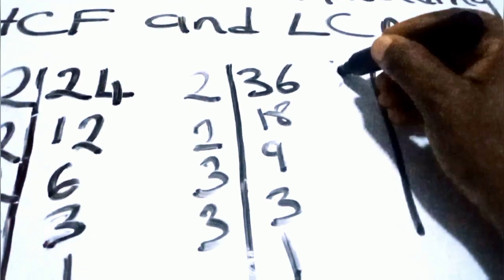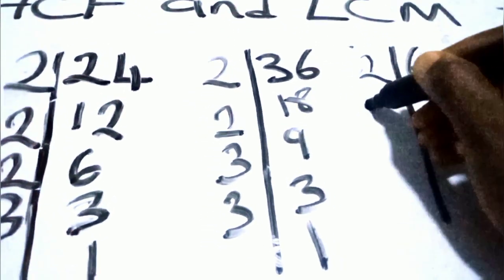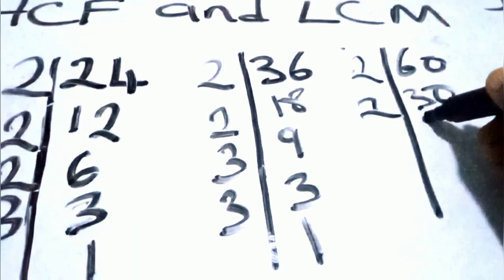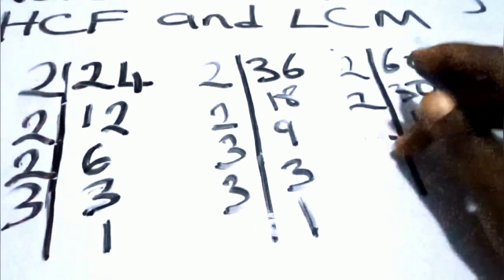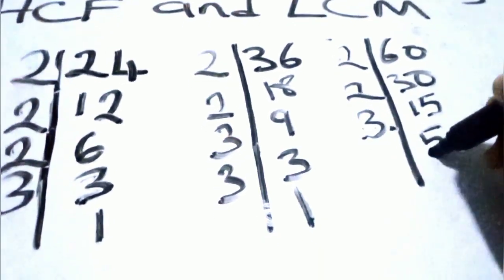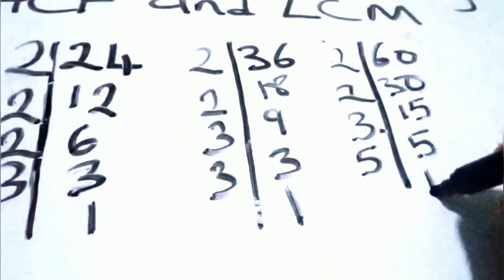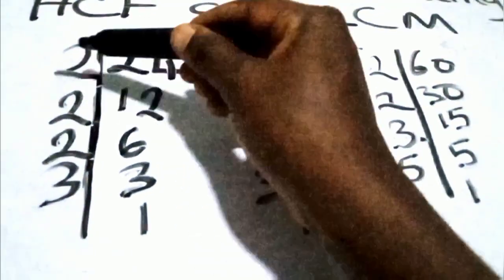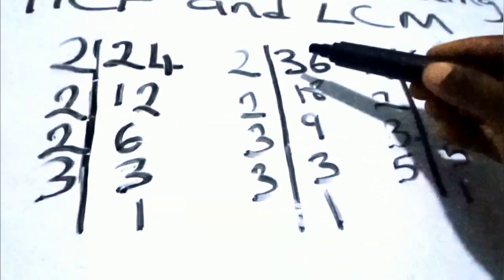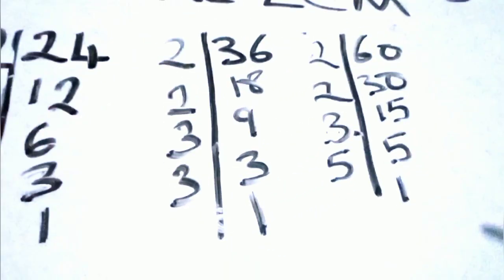Let's come to 60. 2 into 60 gives 30. 2 into 30 gives 15. 3 into 15 gives 5, and 5 into 5 gives 1. So let's express 24 as a product of its prime factors, also 36 and 60, so that we can find our HCF.